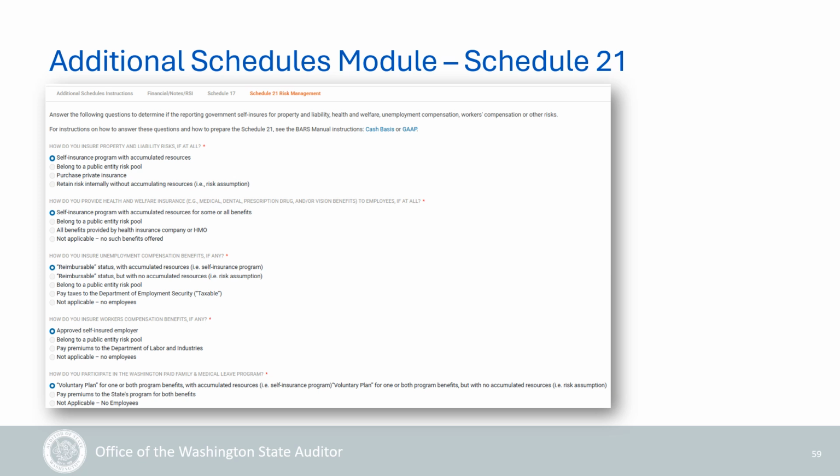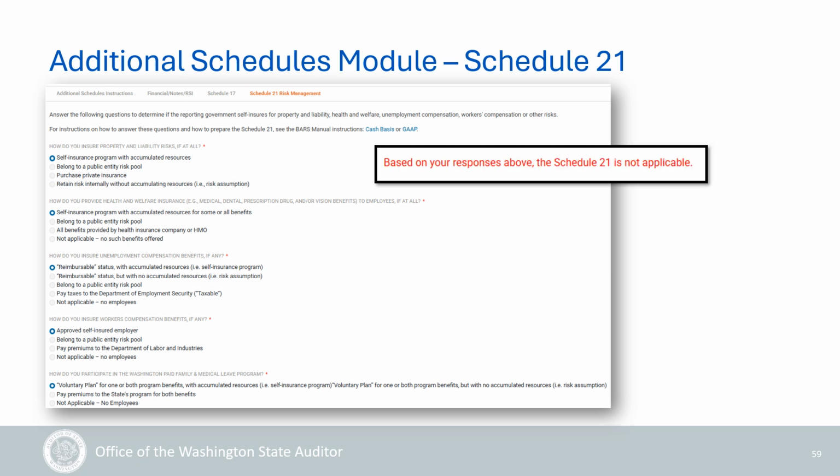The step for Schedule 21 is a requirement for all local governments to complete. So it will be included in everyone's annual report within the additional schedules module. It is required to answer all questions on this step for how your government handles risk management. If your government does not self-insure for any of the risks included in these questions, you'll see this red message at the bottom stating the schedule is not applicable, and then you can continue on with your report.